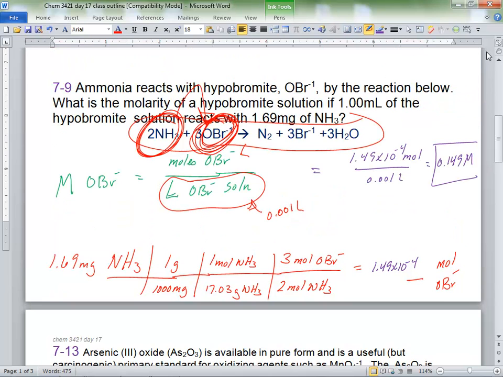Oh, because they said that's a really weird number, but they said they had 1 mL of the hypobromite. So that's why we knew that this one right here is 1 milliliter. It's just in the wrong units. It has to be in liters for concentration. So we converted the 1 milliliter to liters. Okay, I got you. And now you can plug that into your molarity. Yeah, plug it in, divide your moles by your liters. You'll have it. Okay.